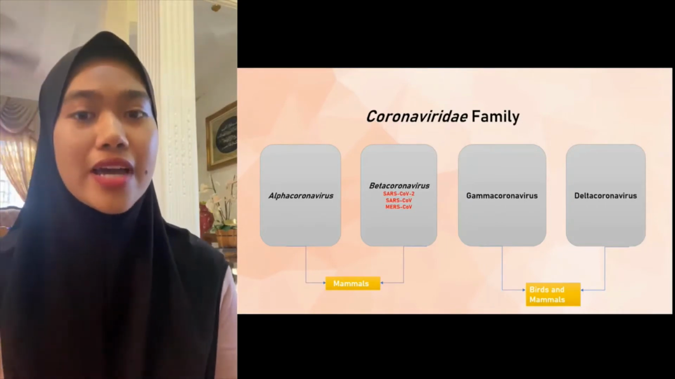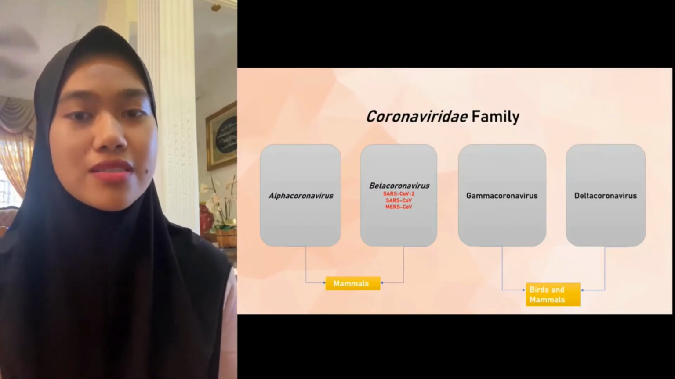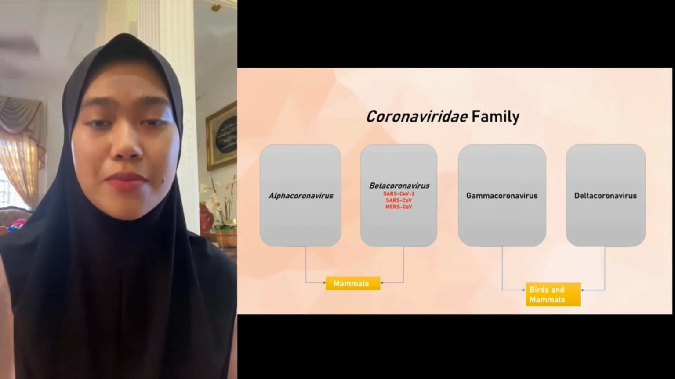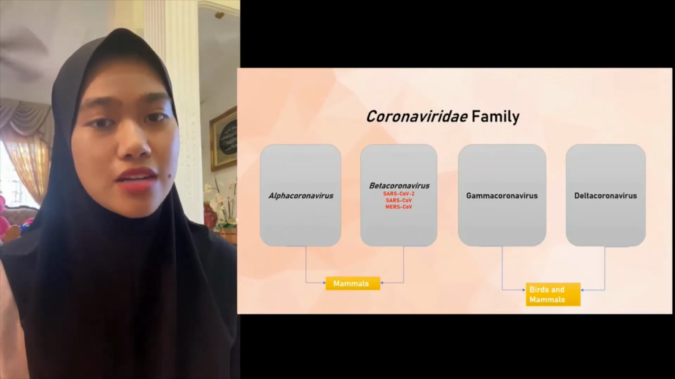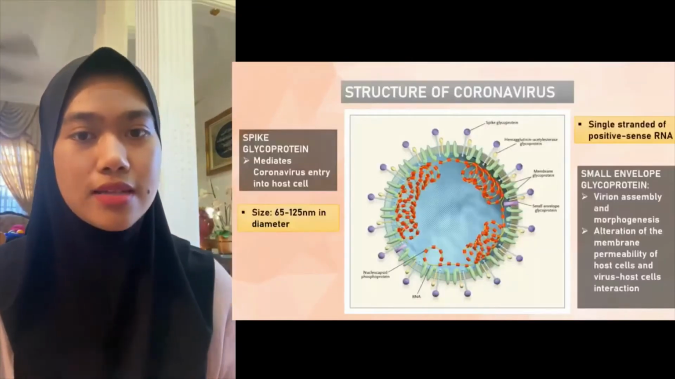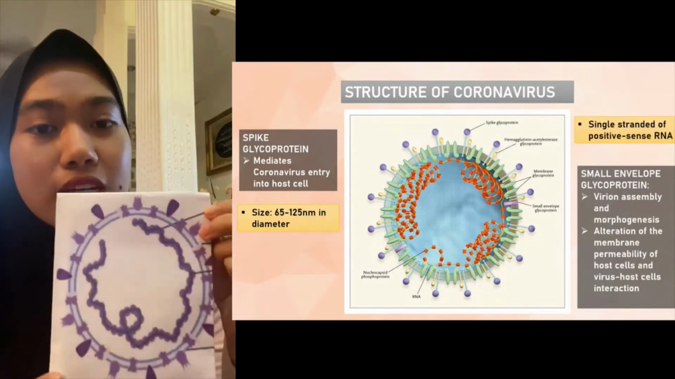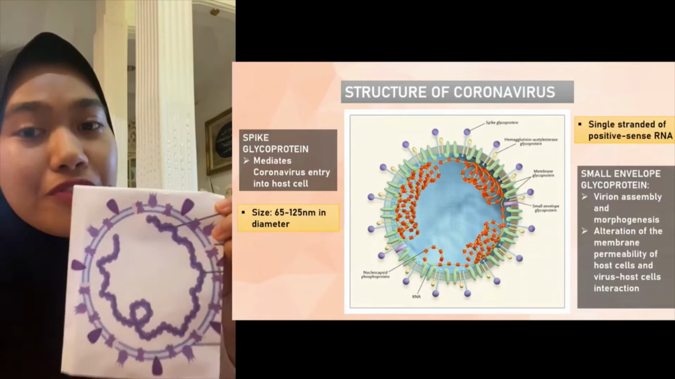coronavirus. Alpha and Beta coronavirus can infect mammals, while Delta coronavirus and Gamma coronavirus can infect birds and sometimes can infect mammals. Beta coronavirus is usually found in SARS-CoV, SARS-CoV-2, and MERS-CoV. This is the structure of coronavirus. It is called corona because the corona represents the crown-like spikes on the outer surface of the virus.